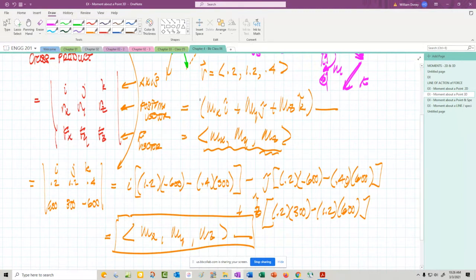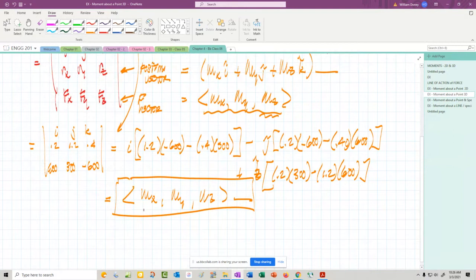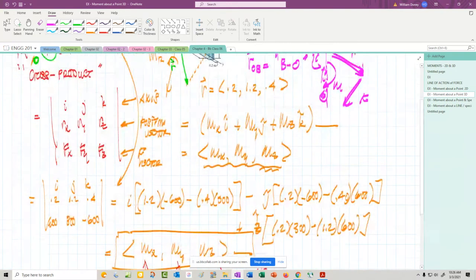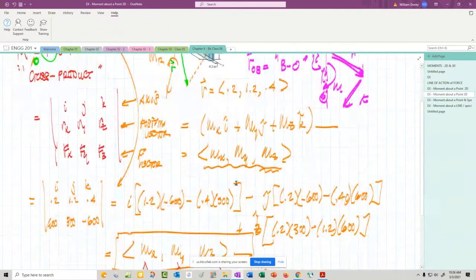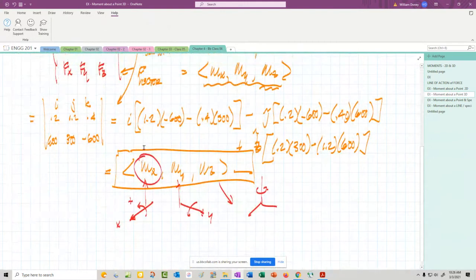So I got my answer. I want to check something. This value right here tells me how it would rotate about the x-axis, and that would be the plus direction. This one would tell me how I'm going to rotate about the y-axis, and this would tell me about the z-axis. So when I get my answer, I should be able to say, okay, about the x-axis, it looked like this thing was trying to push down that way. That's a negative. That should correspond to this value here.